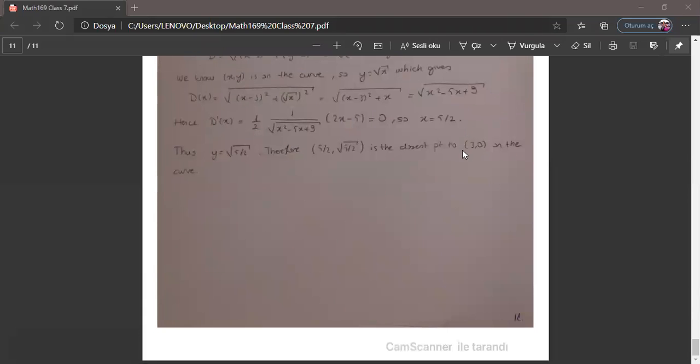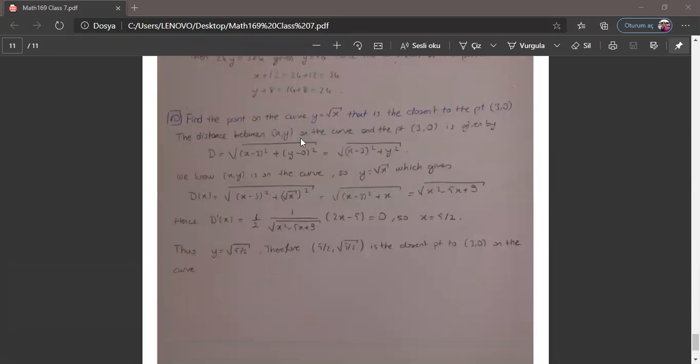Now, I guess this is the last question. So we will find the point on the curve y equals square root of x that is the closest point to the point (3, 0). So let's first write the distance as a function. Here we have two points, (x, y) and (3, 0). So we write the distance between them in this form. So we have this function.